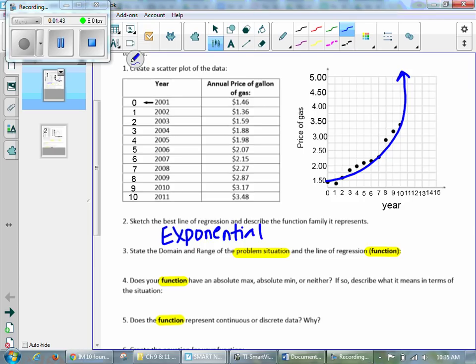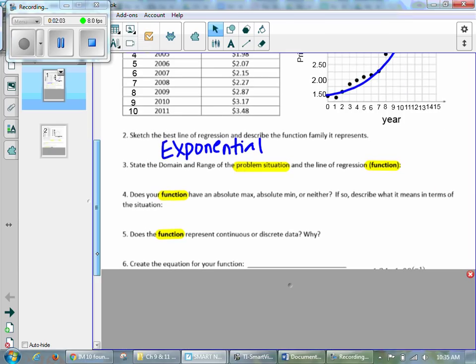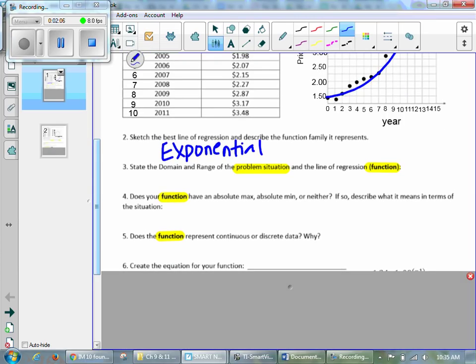Okay, so state the domain and range. Now, it's asking you about two different things. It's asking you the domain and range of the problem in particular and of the function. The function is the line that you drew on your graph. So let's cut question number 3 into two different sections. Let's do the problem situation on the left and the function on the right. So let's go ahead and name the domain and the range for each part.